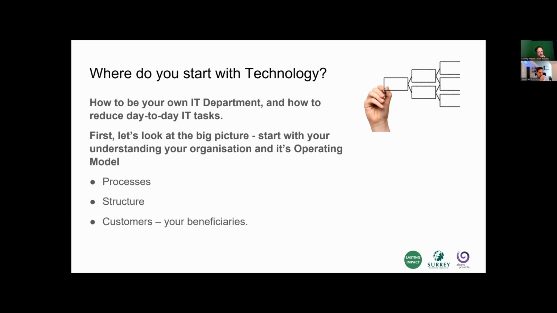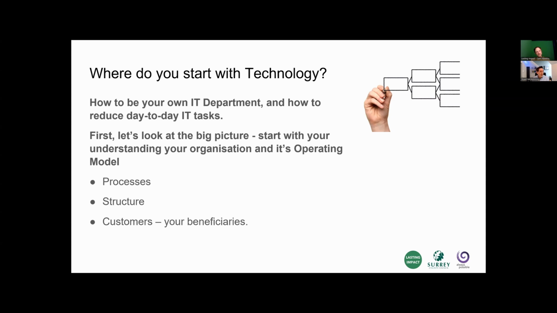And I'm going to talk about structure. And by structure, I mean how your organization is structured, who the people in the organization are, what their roles and responsibilities are, how they actually deliver what it is that they've been given the remit to deliver. And then the third bit of the operating model that I want to talk about is your customers, your beneficiaries, the people you're trying to help.